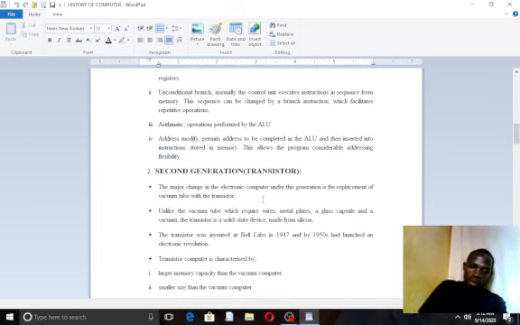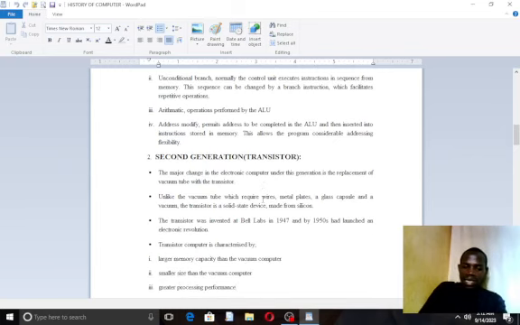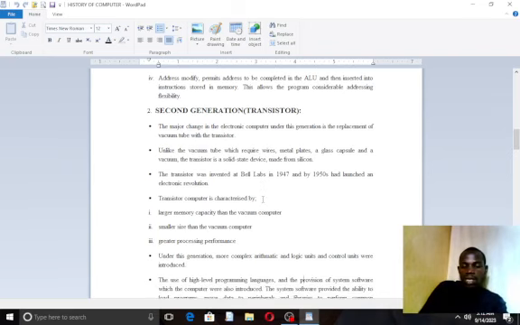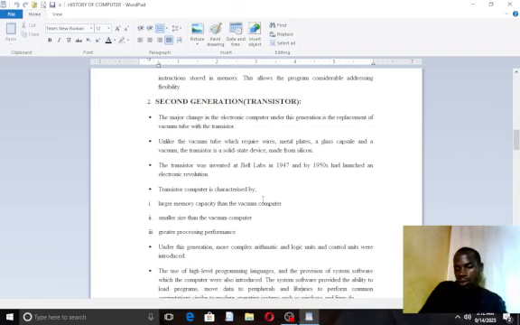So transistor computers are characterized by larger memory capacity than the vacuum tube computers, smaller size than the vacuum tube computers, and greater processing performance than the vacuum tube computers. It's under this generation that more complex arithmetic and logical units and control units were introduced.